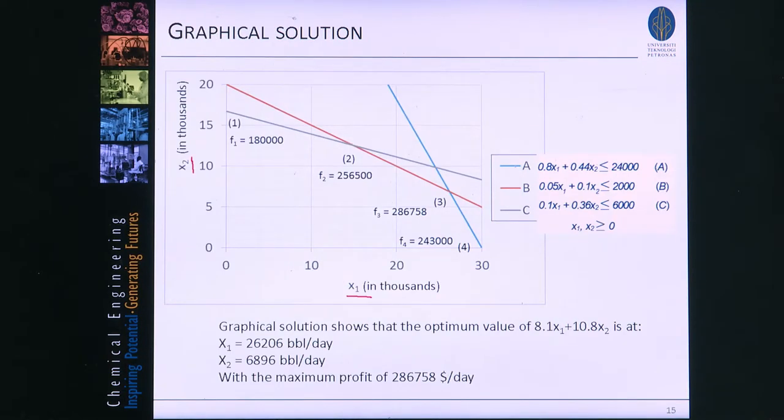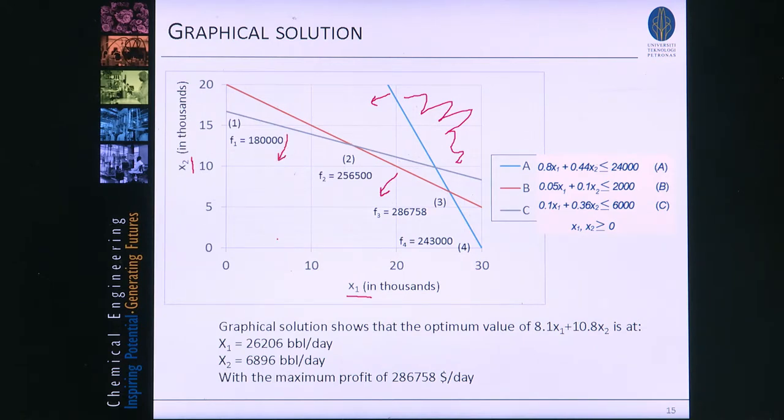So we have constraint A, which is the gasoline 0.8x1 plus 0.44x2 less than or equal to 24,000, which is this blue line. So this is the feasible region. This is not the feasible region. And the constraint B, which is the kerosene 0.05x1 plus 0.1x2 less than or equal to 2,000, the orange one, so it's going to be in this direction. And then constraint C, which is the fuel oil, the gray one, which is in these directions.